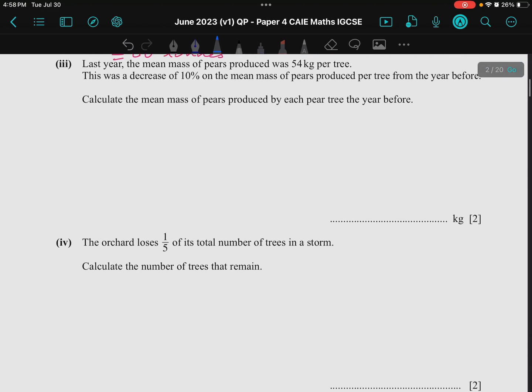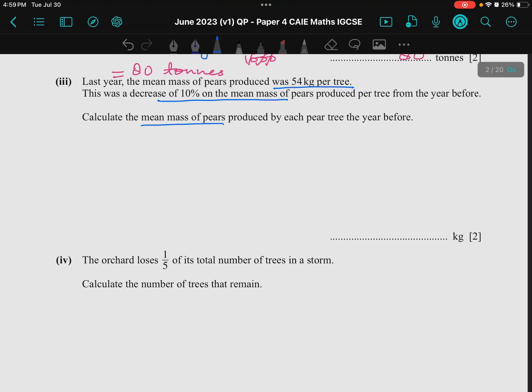Coming to part number 3. Last year, the mean mass of pears produced was 54 kg per tree. This was a decrease of 10% on the mean mass of pears produced per tree from the year before. Calculate the mean mass of the pears produced by each pear tree the year before. Okay, so in this question, the mean mass of last year was 54.